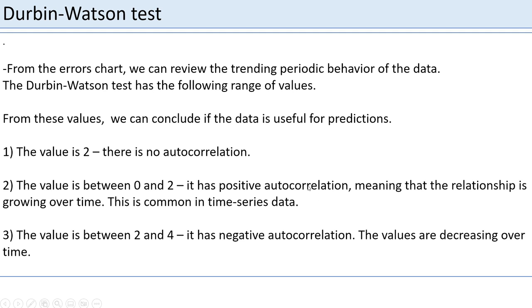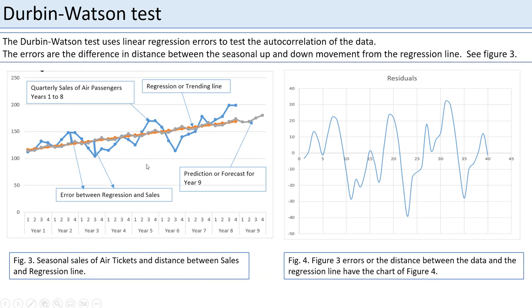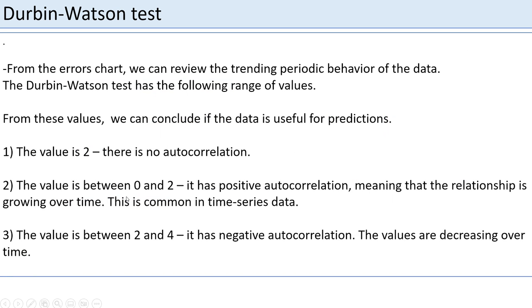The positive autocorrelation means that it is growing through time. Okay, it has a growing trend through the years, and if the value is between 2 and 4, it has a negative autocorrelation. So that means that the data is going down.